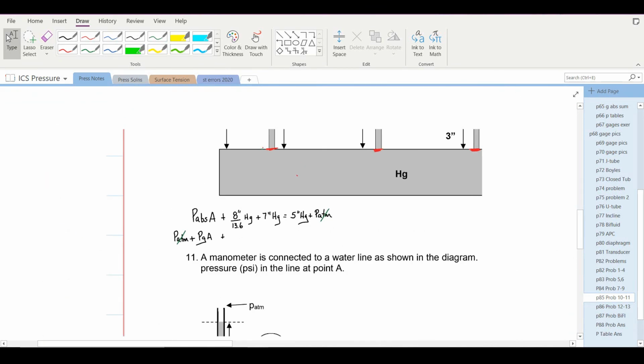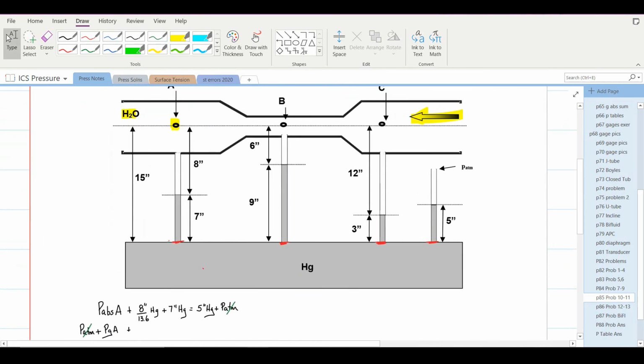So that looks pretty scary, I admit, but when you break it down, really it's a very simple solution. Find a horizontal level in the same fluid, and then you can say pressures are equal, and you have an equation and just include the terms that you want to solve for it.